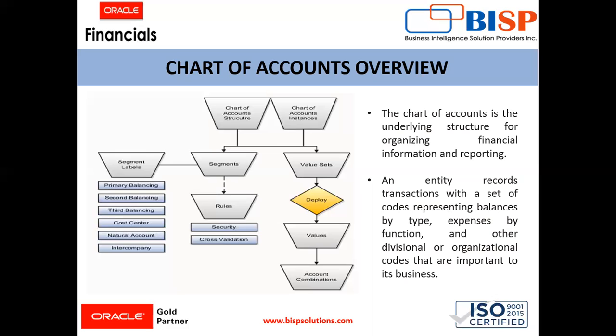Segments are secured by some rules, which can be security rules, and the accounts are secured by the cross-validation rules. When we create the chart of accounts, we create the value sets, then we create the chart of account structure. Under the chart of account structure, we create the segments, which we link with these value sets. Then we create the chart of account instance, and then we deploy the flex fields. And after deploying, we assign the values to the value sets, and then the account combinations are formed.